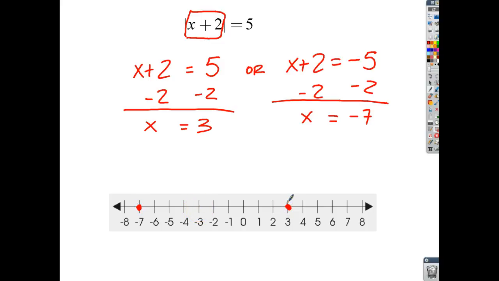And so what I'm going to do here is I'm going to say, all right, if I plug in 3, right, 3 plus 2 is 5. Is that 5 away from 0? Yes, it is. What if I plug in -7? -7 plus 2, that gives me -5. Is -5 5 away from 0? Yes, indeed it is, okay?